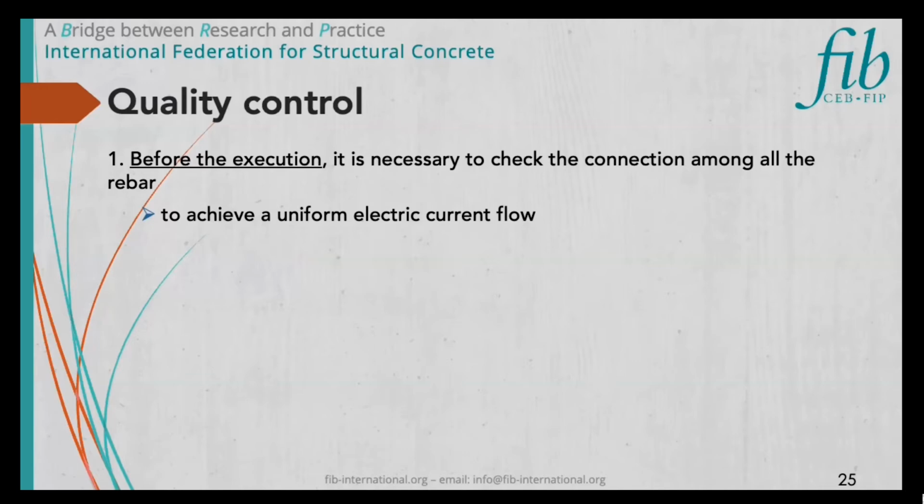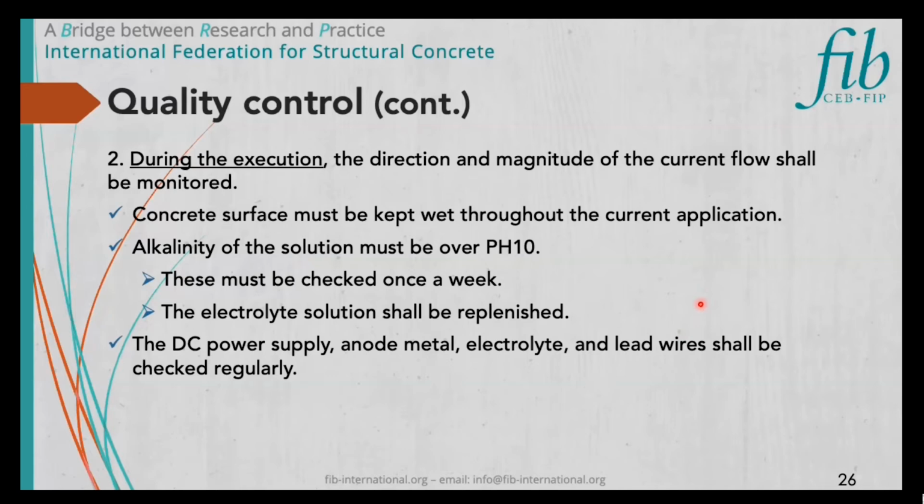As a quality control measure before the execution, it is necessary to check the connection among all the rebars to achieve a uniform electric current flow. Quality control on the current flow during the execution is very important.